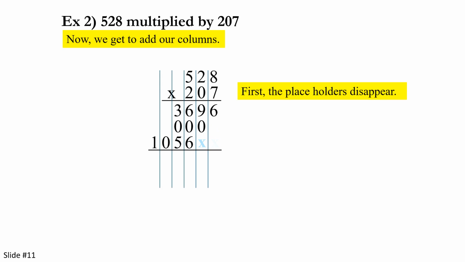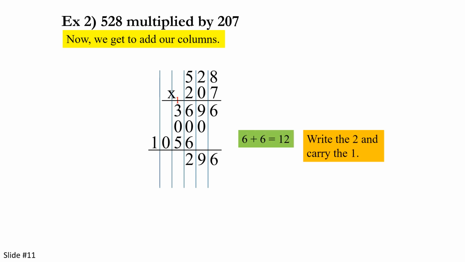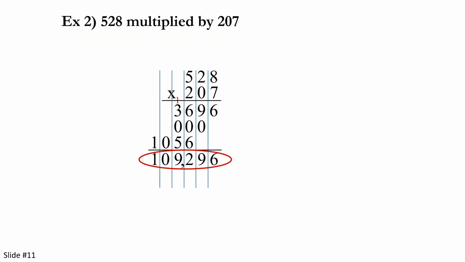So the placeholders go away. 6 comes down. 9 plus 0 is 9. 6 plus 6 is 12. Put down the 2, carry the 1. 5 plus 3 plus the 1 gives us 9. 0 comes down. The 1 comes down. So it's 109,296. Notice I put a comma in here. It's got 5 or more digits, so we put a comma every 3 digits starting from the right.